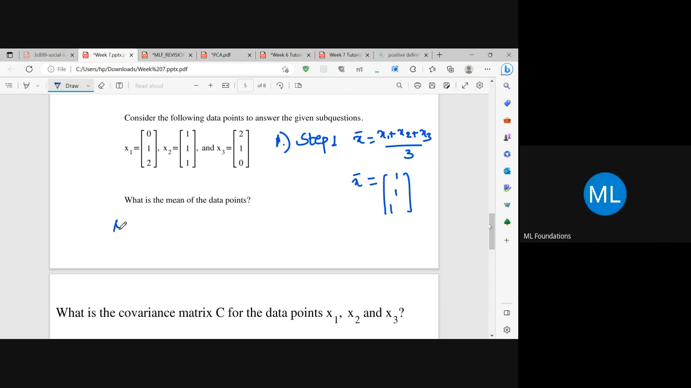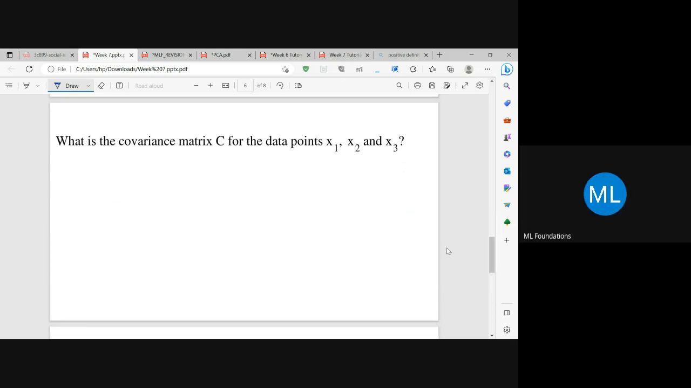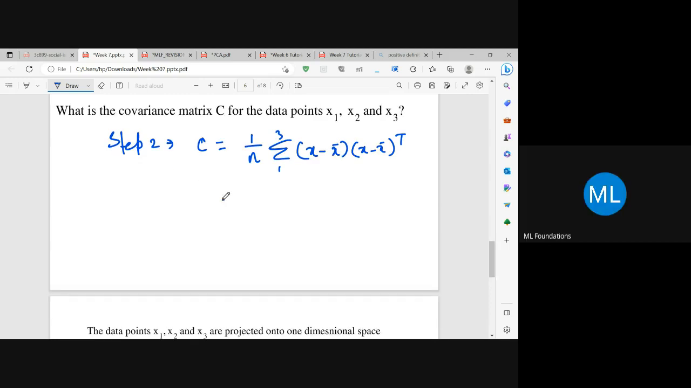Okay. So what is the second step? Covariance. Okay, so this is the second step. Covariance matrix. What is the formula for that? C equals 1 by n, summation of (x_i minus x bar) into (x_i minus x bar) transpose, and you have to do the summation from 1 to n. Okay, calculate and tell me the covariance matrix.